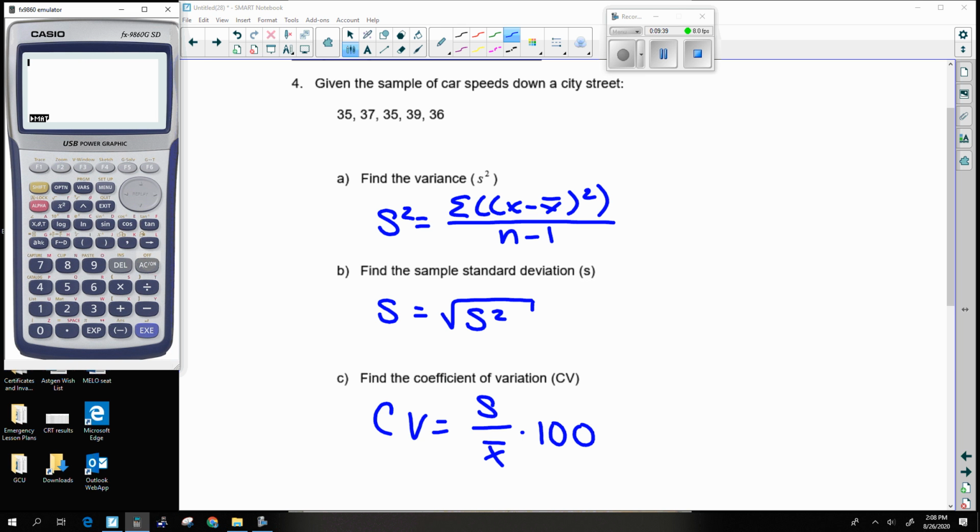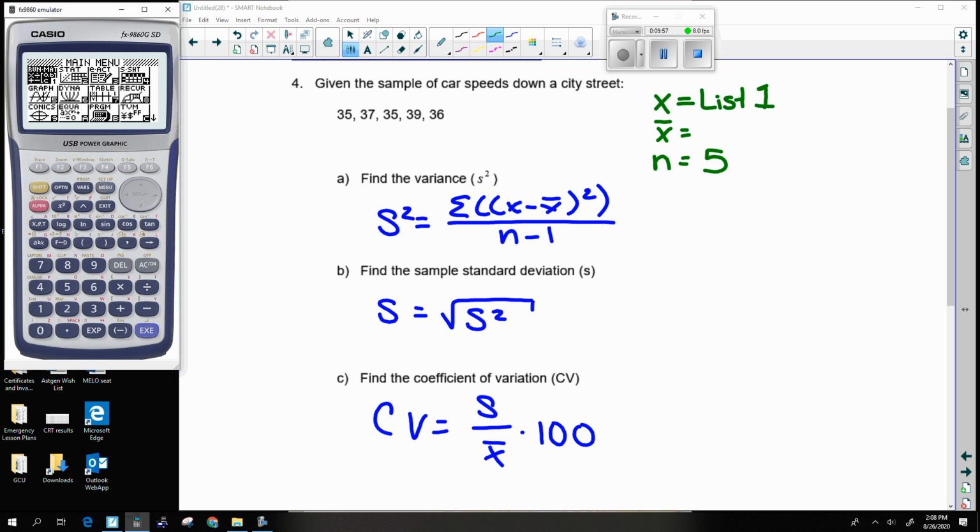So looking at my list, I need to pull out some of the important variables. So x is the list itself. X bar is going to be the average of that list, and n is the number of numbers, and I see that there are 5 numbers in this specific list. So I need to find that average. So I go and enter this stuff into my calculator, and I have to clear out the old stuff. And so I enter my 35, 37, 35, 39, and 36. So those are my 5 numbers.